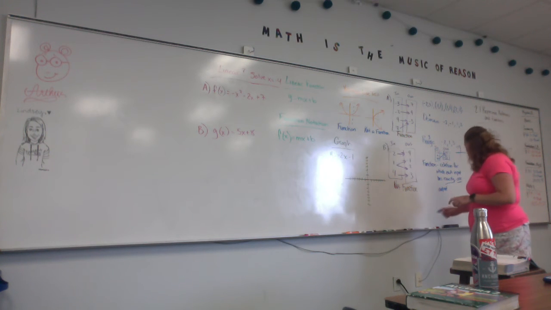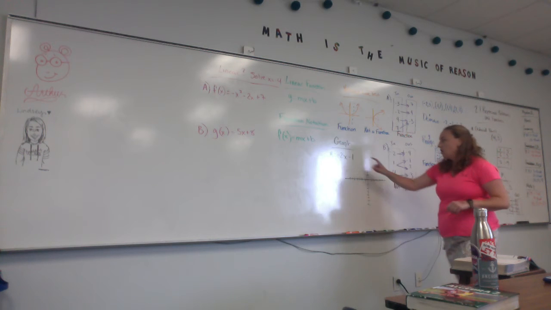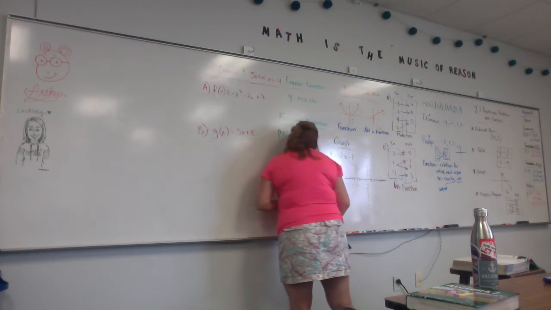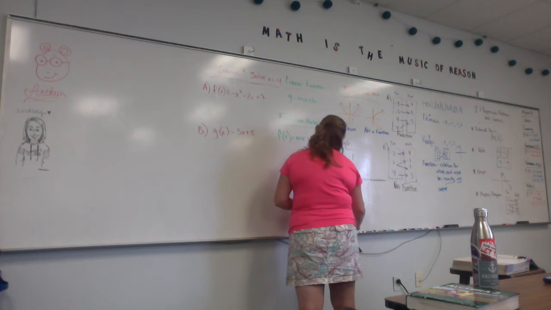How do I graph -2x minus 1? How do I graph that?